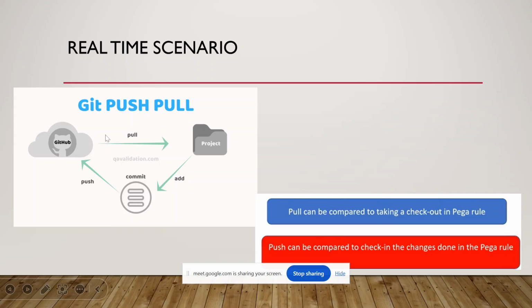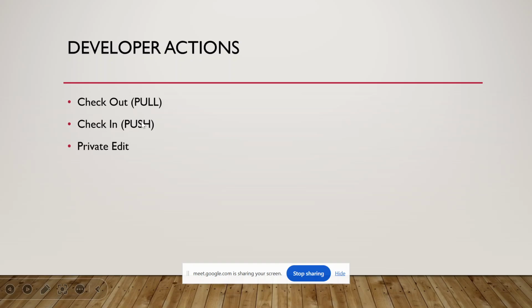Similarly, in Pega, we can say pull and push are checkout and check-in. You have a main code present in the Pega application. If you want to pull, in the sense that you want to use that rule, you will check it out into your private edit. You will check out that rule and make the changes. After making the changes, you will test it. If you want to push that data into the main code, you will use the check-in feature.